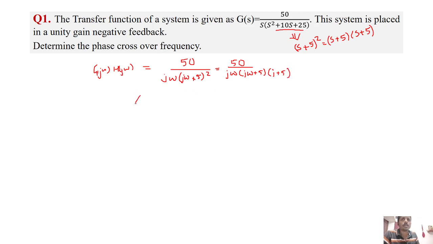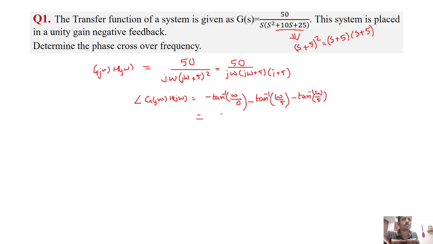What is the angle of G of j omega into H of j omega? There are no variable terms in the numerator, so we can write it as minus tan inverse. The first term is j omega, so the angle is the imaginary term by the real term, omega by 0. Minus tan inverse of omega by 5 for the second term, and for the third term again minus tan inverse of omega by 5.